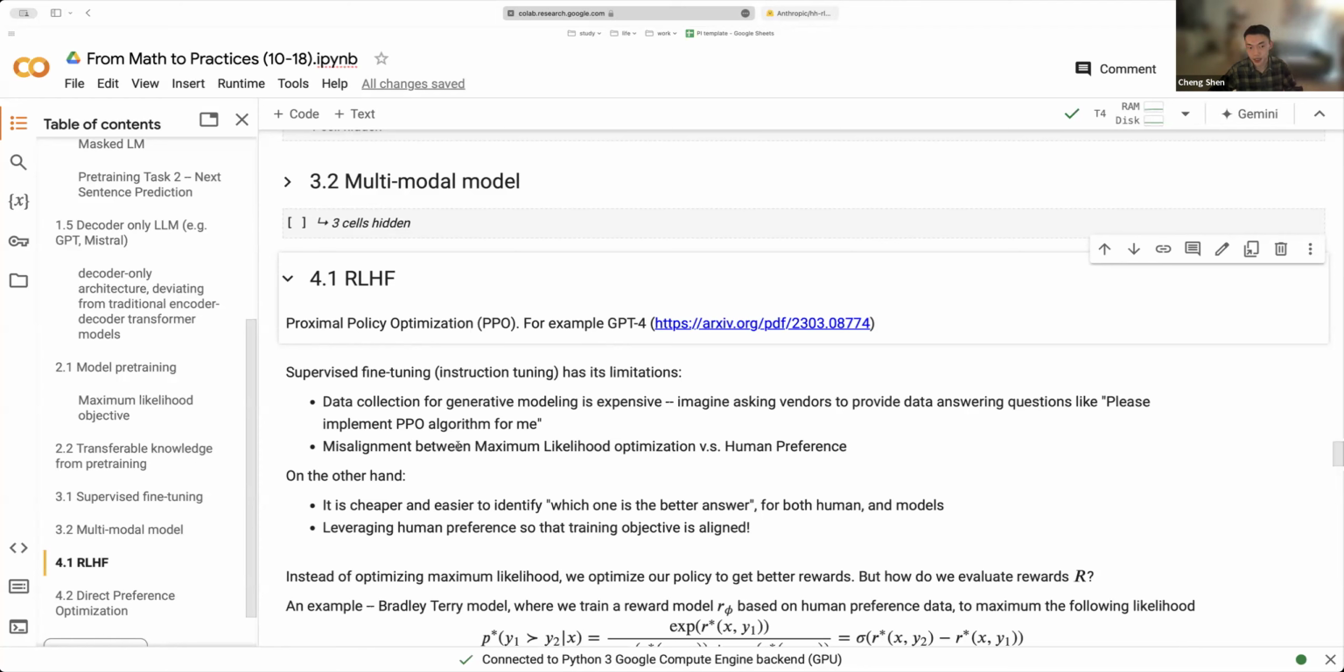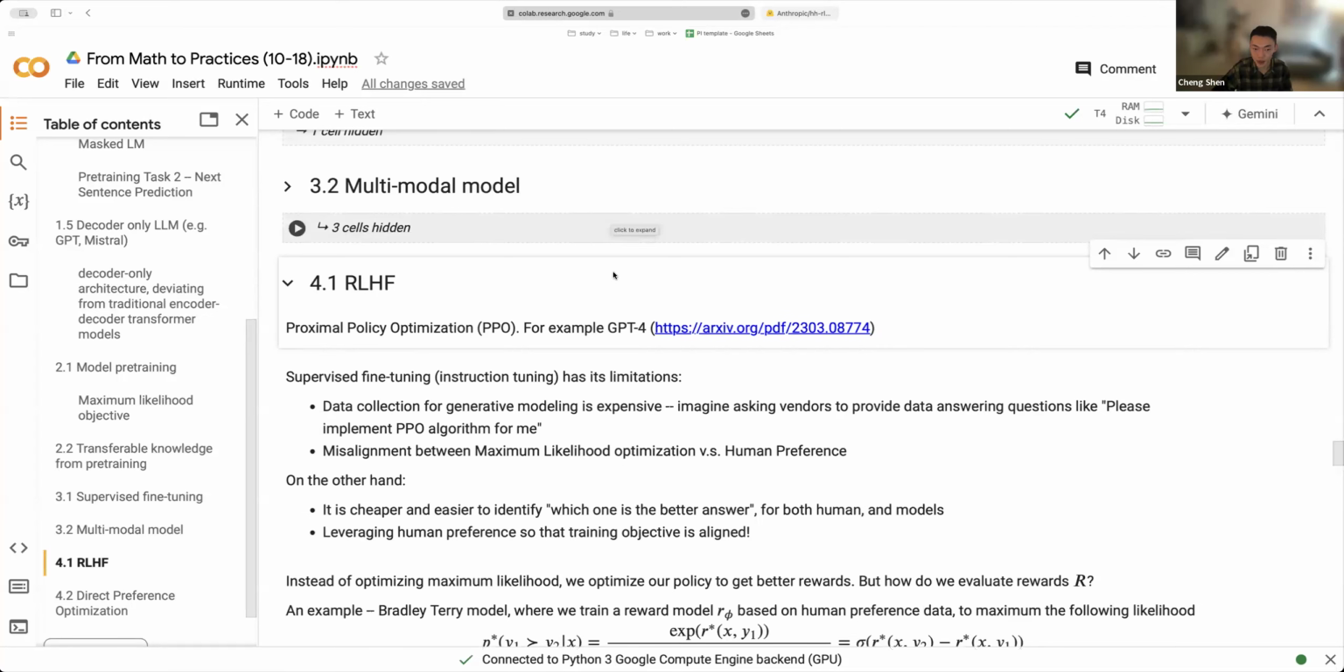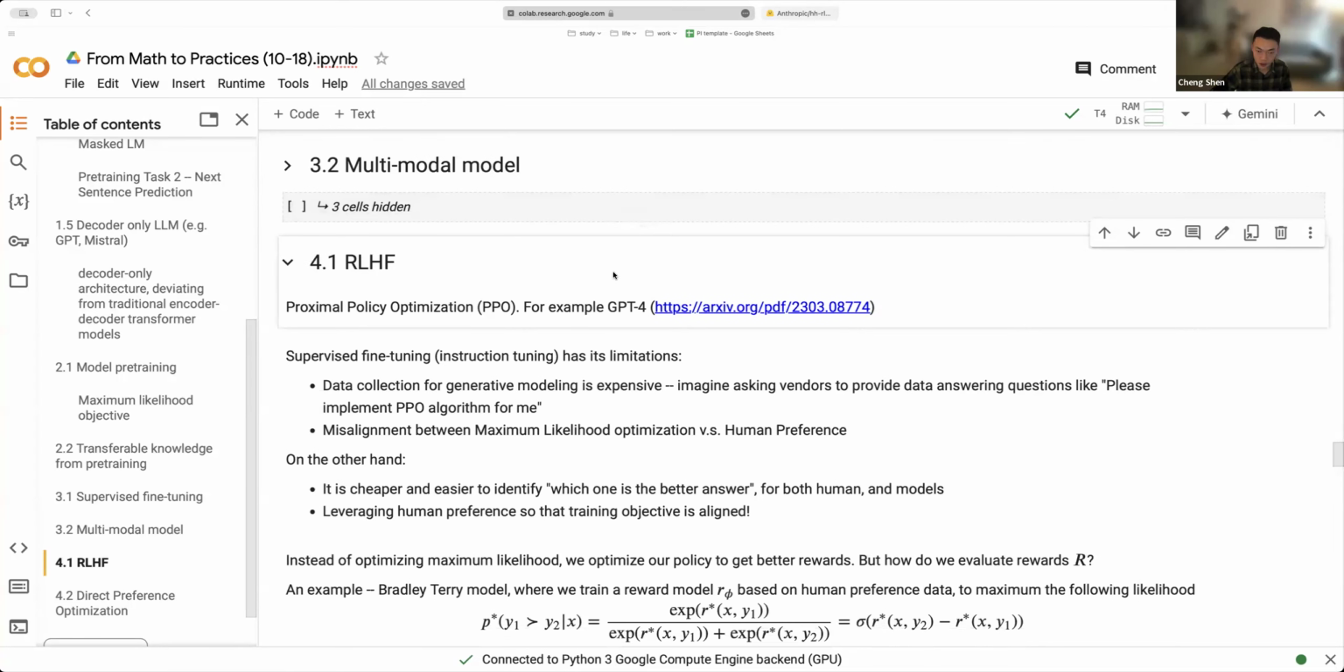And a second reason is that no matter if it's pre-training or supervised fine-tuning, it is maximum likelihood, trying to maximize the likelihood of the whole corpus by predicting the most likely next token. But this might not be what we really want. So there's a misalignment between the maximum likelihood optimization and human preference. Just like the translation case with the Meta model, it is predicting the next token with most likelihood, but it's not helping me with solving my translation request.